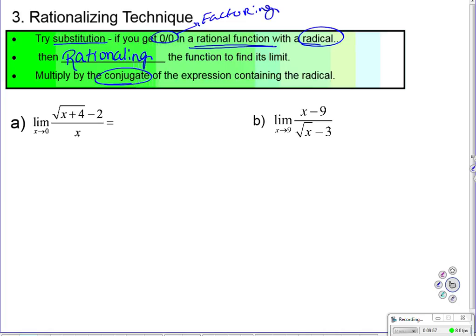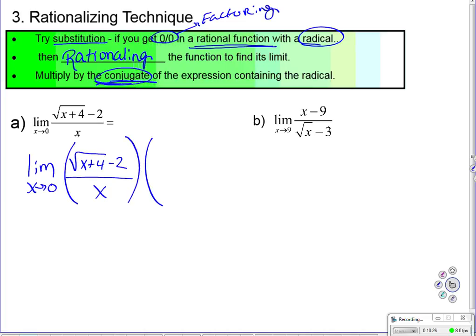So when I look at a, let's try plugging in 0. If I plug in 0, I get 0 over 0, which indicates to me that an answer is possible. I just have to find the right technique to get around the 0 in the denominator. Well, my radical is sitting in the numerator, so that's where my eyes are going to go and be focused on. This says try multiplying by the conjugate of the expression containing the radical.